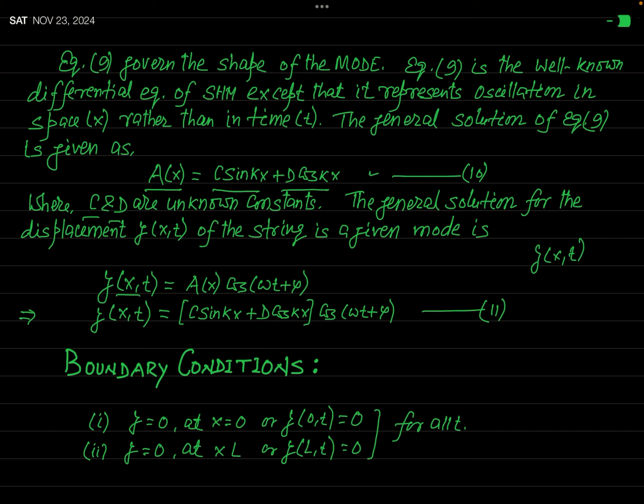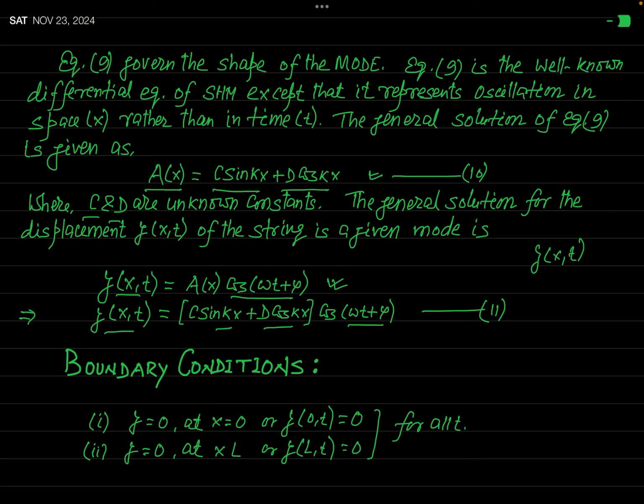You have seen that y(x,t) is given by this expression, A(x) times cos(ωt + φ). But you have defined this A(x) in this manner, so y(x,t) is given as (c sin kx + d cos kx) times cos(ωt + φ). Okay? But you know, these c, d are not known. So applying the appropriate boundary conditions, we can obtain the values of c and d.